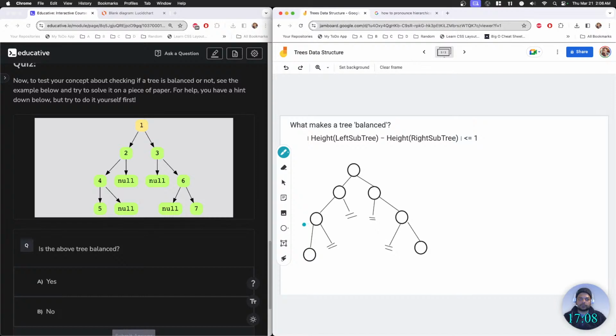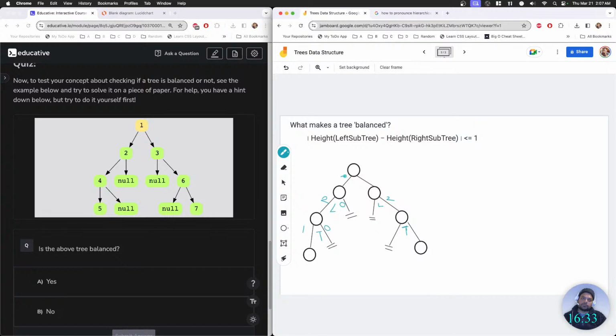Height 0, height 1. Height 0 here though. 1 minus 0, absolute is 1. 1 is less than or equal to 1. So it is true. Same thing here. It's balanced. 1, 2. 2. And this is still 0. 2 minus 0 equals 2. So it's not balanced. Not balanced here either.